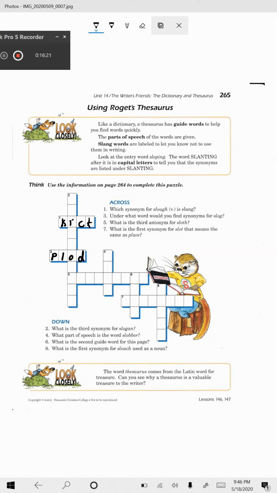What is the third antonym for sloth? Okay, so find sloth. It's the first column, almost to the bottom, second from the bottom. And they want to know what the third antonym is. So you want to go down to A-N-T within sloth. You see that? And then go 3 words over. I see eagerness. Is that what you see? All right, let's write it.